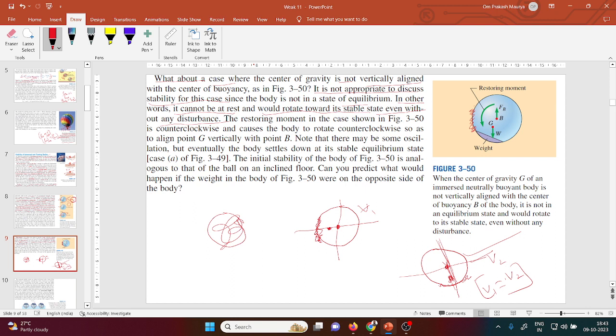because your center of gravity and center of buoyancy are not in the same line of action. If you put this type of material in the water, what will happen? It will always rotate.